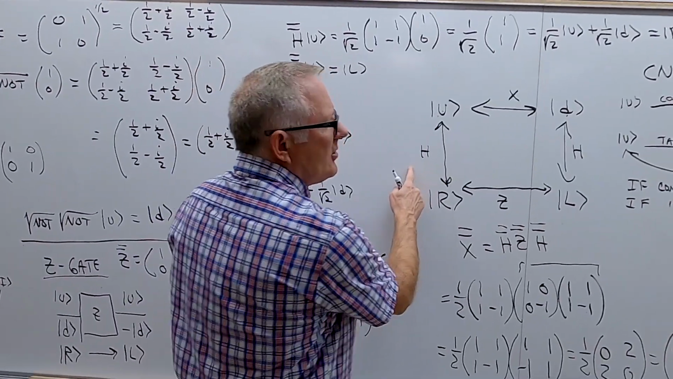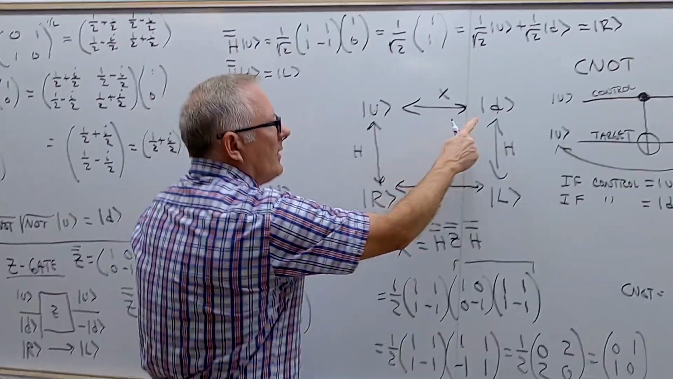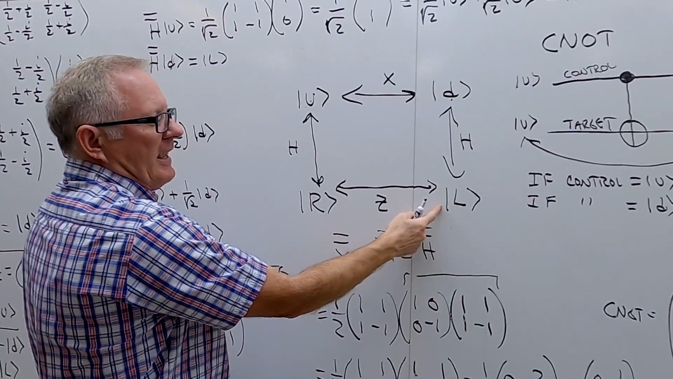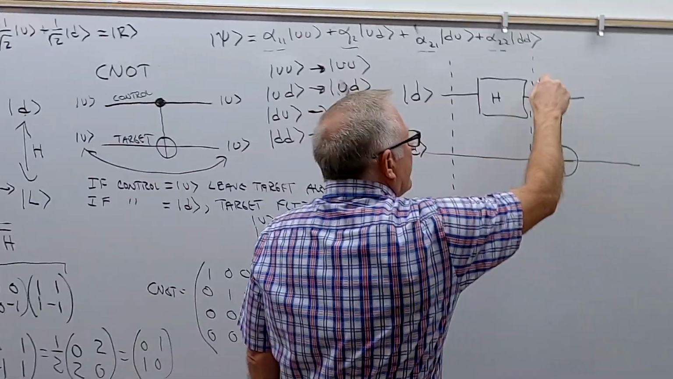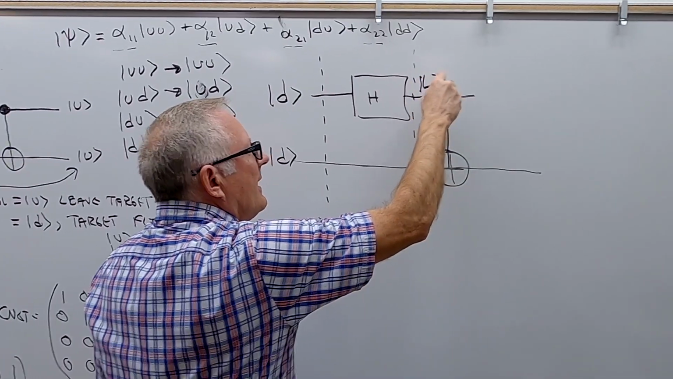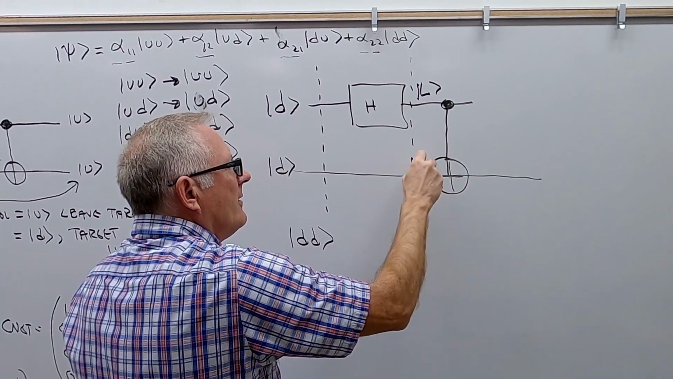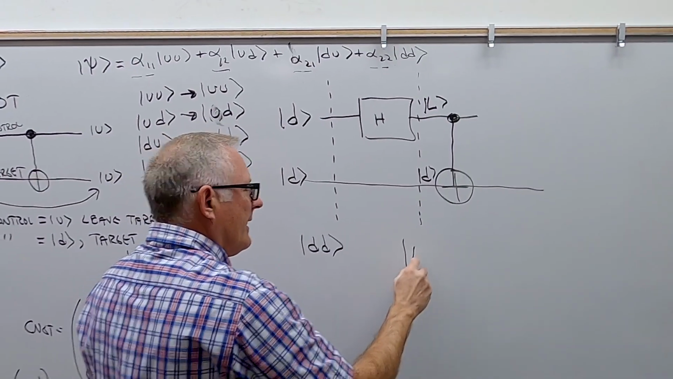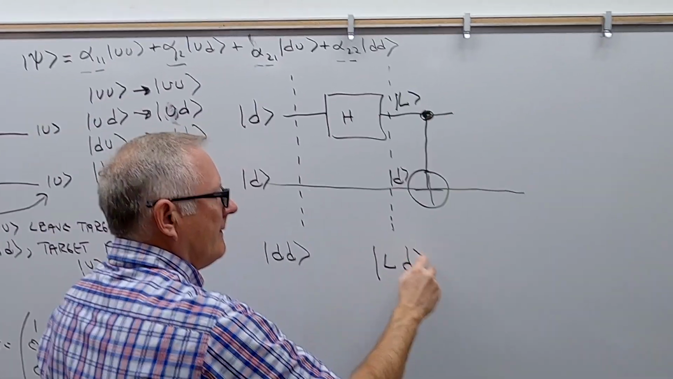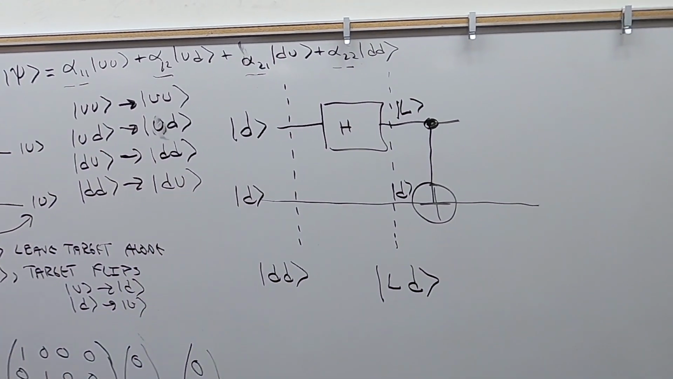What did the H do to my down state? Well, it turned it into a left state right here. So this just turned into a left state, and this is still the down. So at this point, we're in the left down state. That's what we are right there.